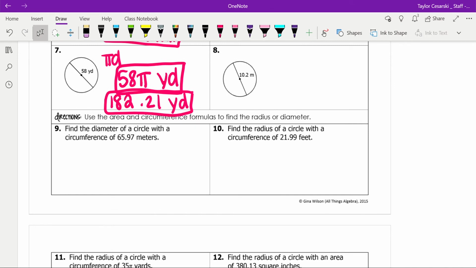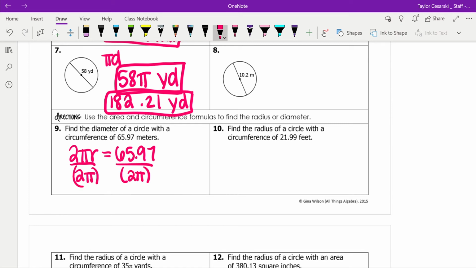All right, find the diameter of a circle with a circumference of 65.97. It tells me the circumference is 65.97, so that means 2 pi r equals 65.97. 2 pi is just a number, so I'm going to divide both sides by 2 pi. When I do that on my calculator, I have to put it in parentheses. So I get r equals 10.5.